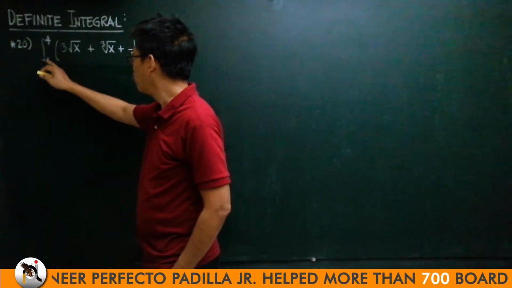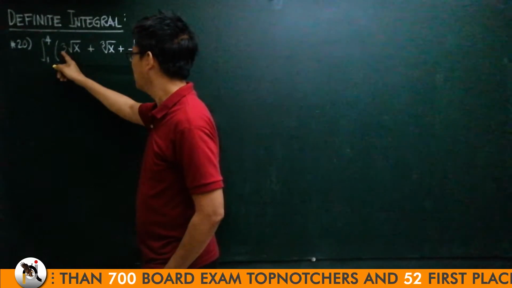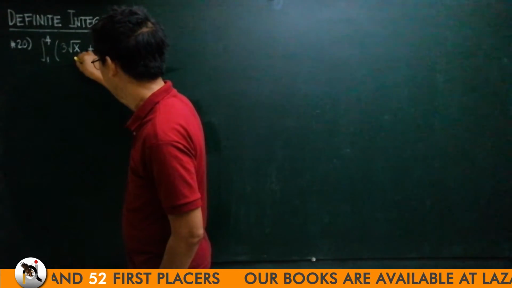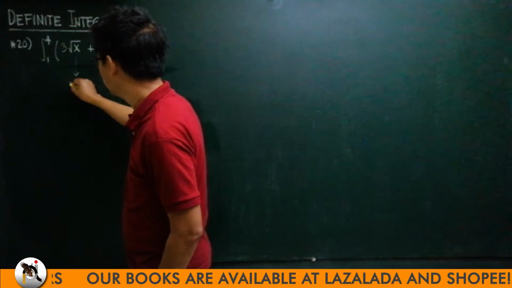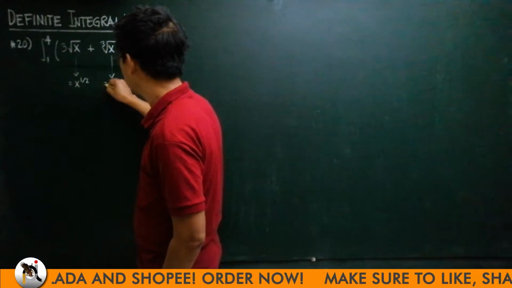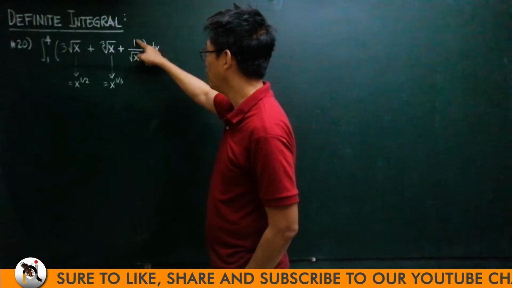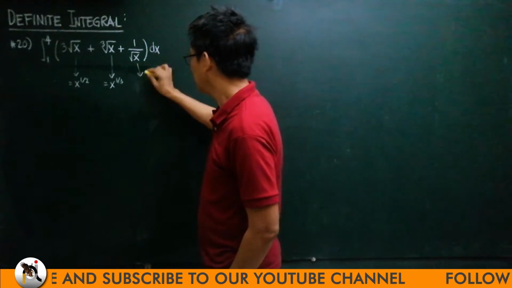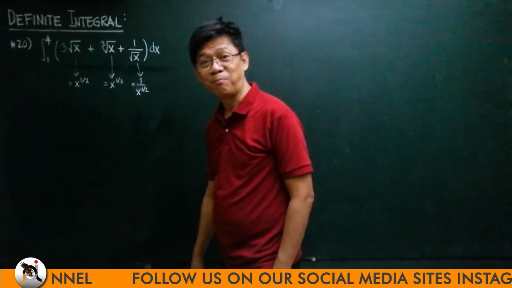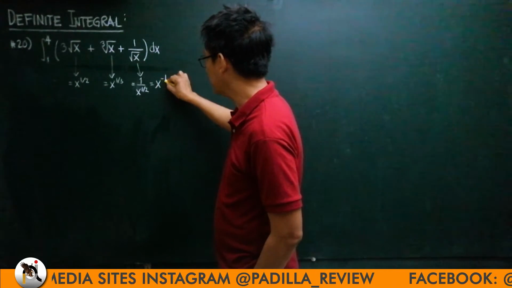Let us have more examples. So the integral from 1 to 4 of this expression. Remember that the square root of x is the same as x to the 1/2, right? Okay? Now, the cube root of x is the same as x to the 1/3. And this is 1 over x to the 1/2. So this is the same as 1 over x to the 1/2, right? But by property of exponents, this can be written as x to the minus 1/2.